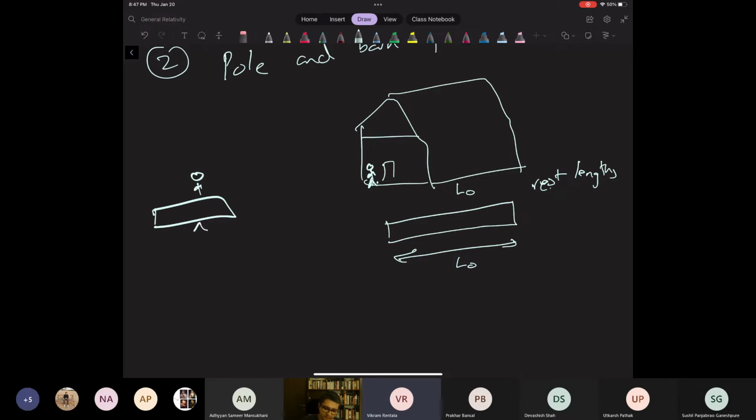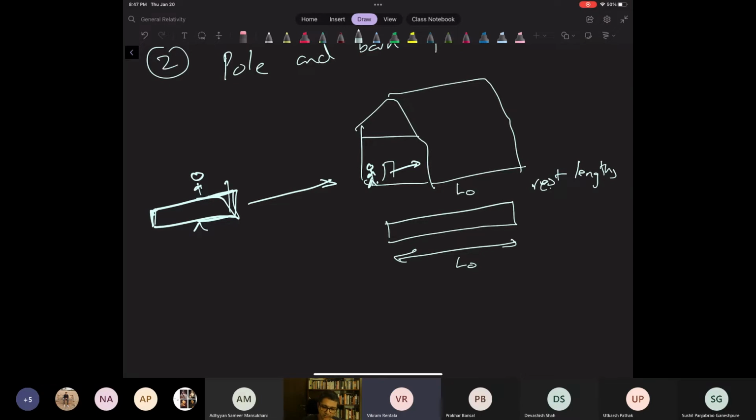The person holding the rod is running into the barn. The person at the gate opens the gate when the front of the rod enters, and they close the gate when the back of the rod enters.